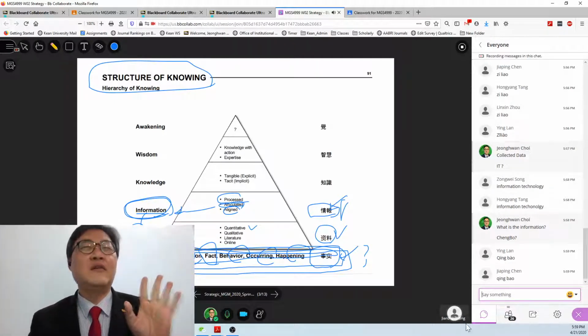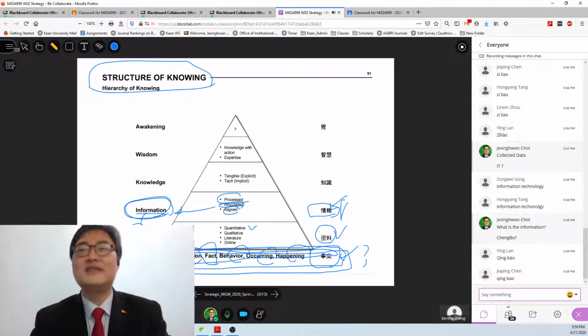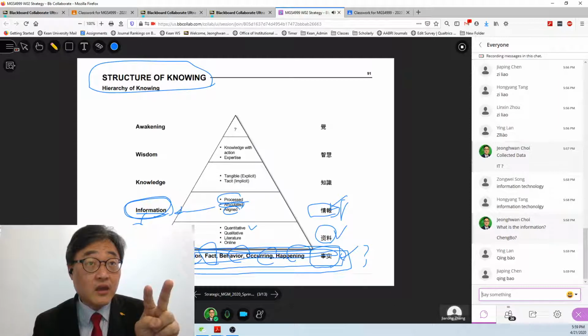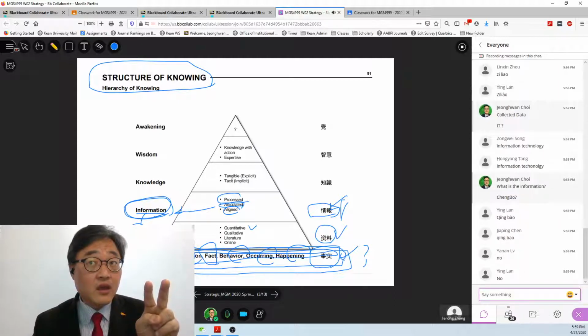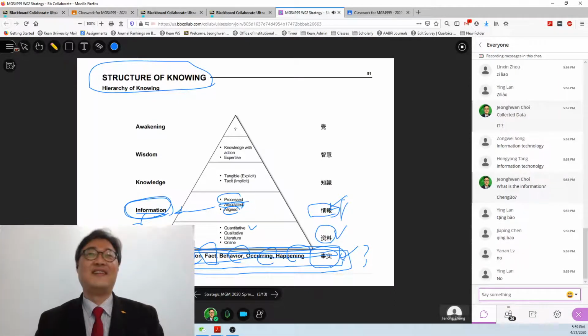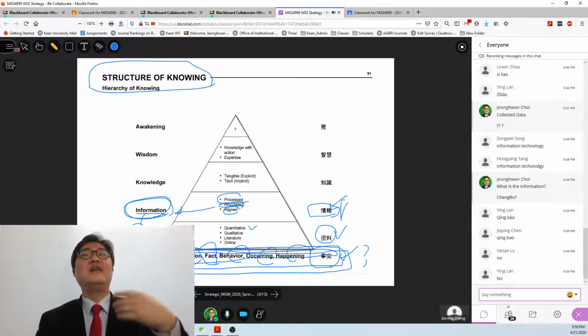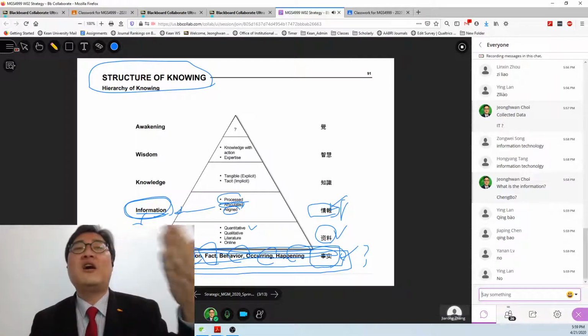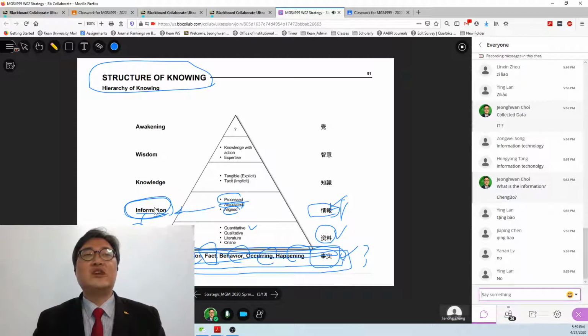So when we have a lot of information, can we say we know something? No, not yet. So then, we must be able to convert that information into our knowledge.